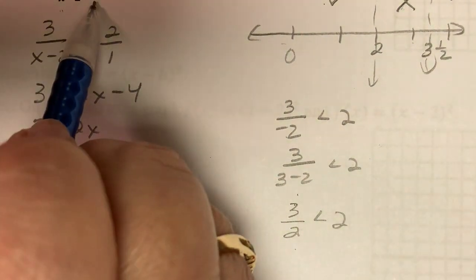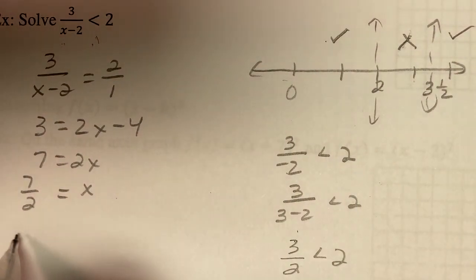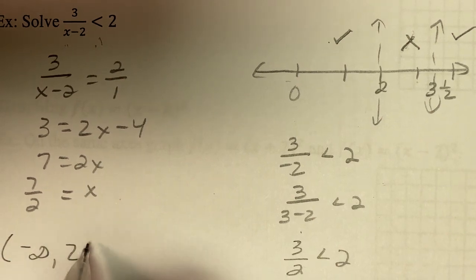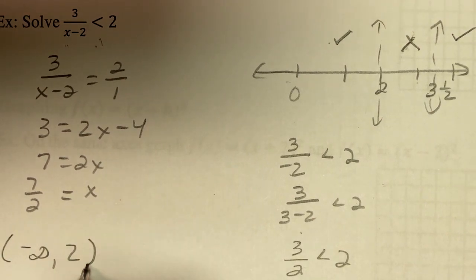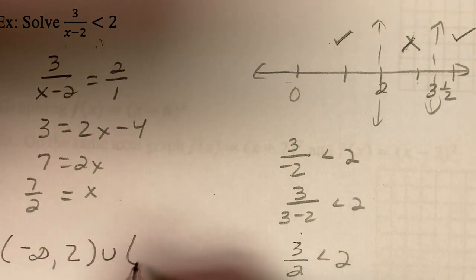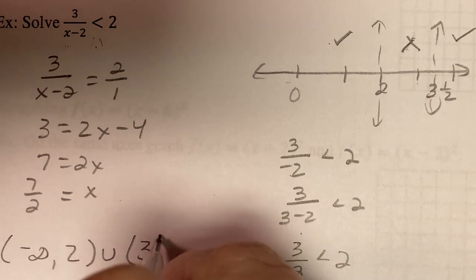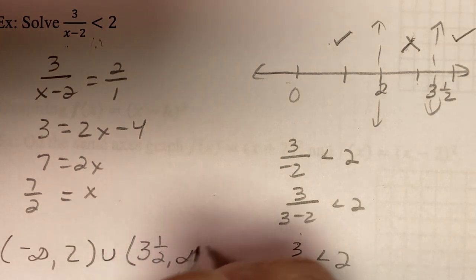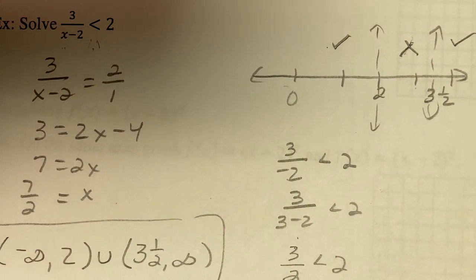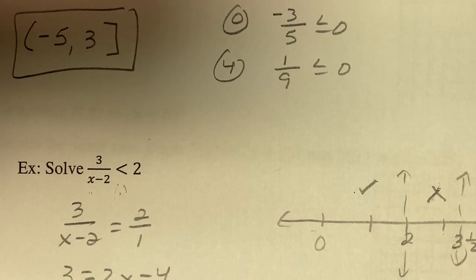So now notice this is not an equal to. So our values would be everything from -infinity to 2 parentheses. We don't want to include the 2. Union with, we also don't want to include the 3.5 because there's no equal to there. So 3.5 to positive infinity. I'm going to quick check and make sure we're good. Absolutely. There's the end of 11.4.